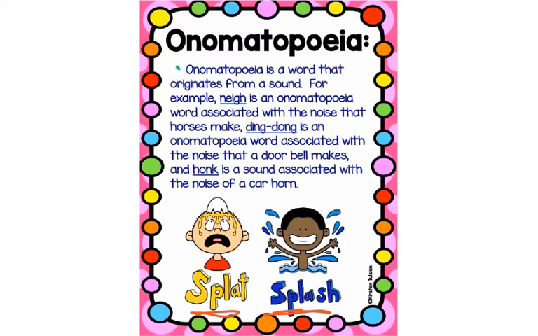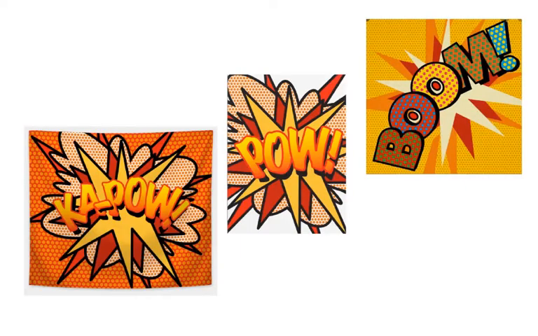So where else have you seen this? Oh, you know, comic books. All of that awesome artwork in comic books that's showing when things are exploding or blowing up. Those are all representing the noises that are being made. So that's where we get the kapow, pow, boom. Those are all sounds. So that's what an onomatopoeia is.